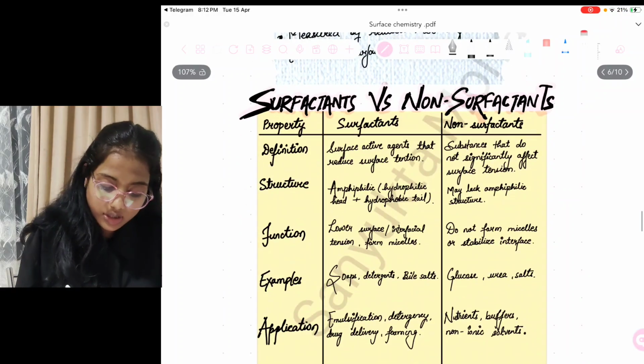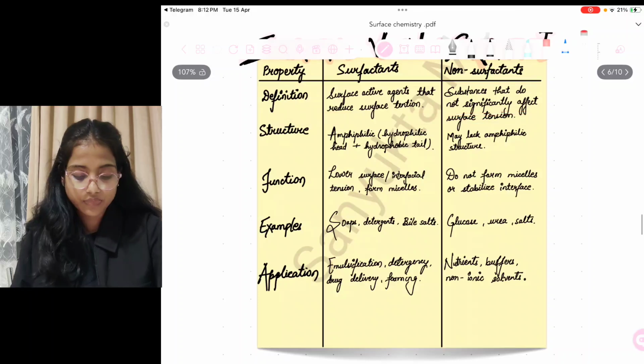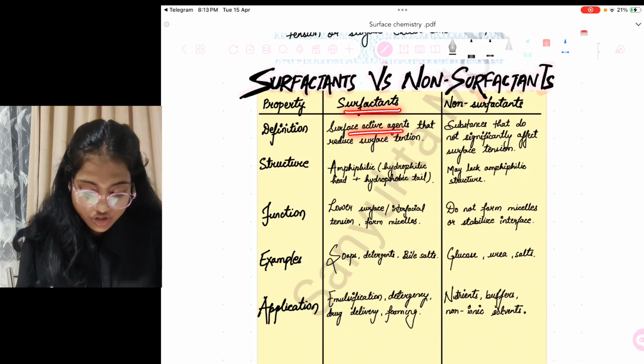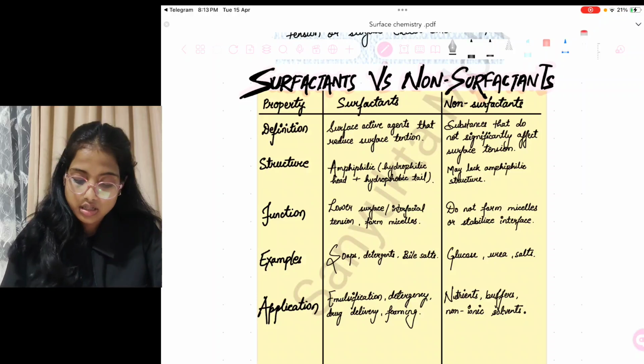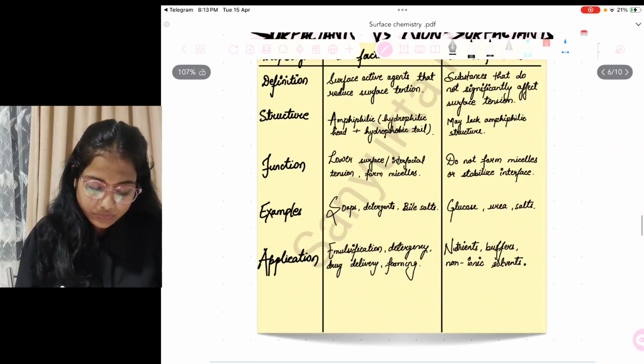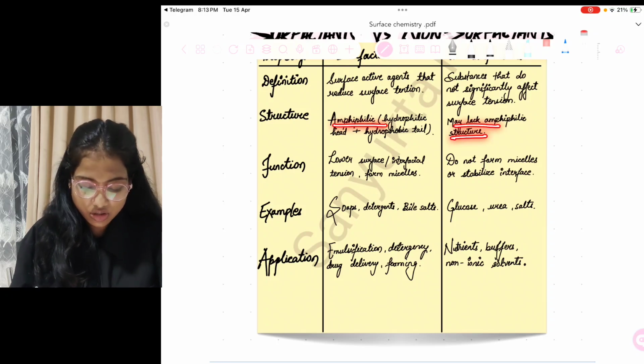Now I will tell you about surfactants versus non-surfactants. Surfactants will be surface active agents that reduce surface tension, and non-surfactants will be substances that do not significantly affect any surface tension. What will be the structure? It will be amphiphilic, and non-surfactants may lack amphiphilic structure.